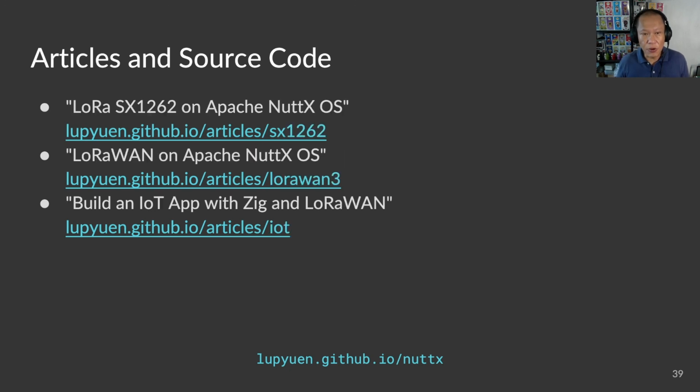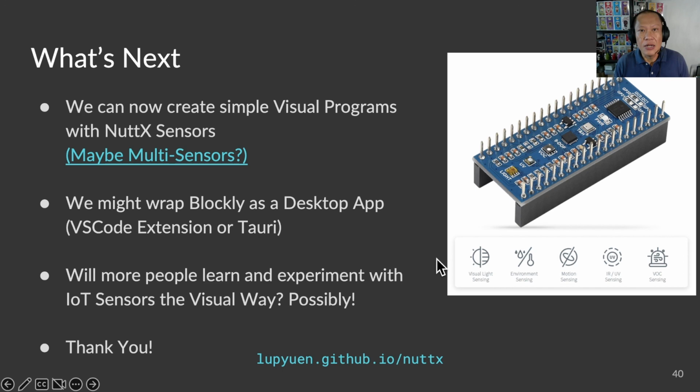But wait, there's more. LoRaWAN is super complicated, so we need a few articles to cover the LoRa transceiver library, the LoRaWAN library, and how we build a LoRaWAN app with Zig. Now we have a fun visual way to program NuttX sensors and send the sensor data to the cloud. We shall experiment with more NuttX sensors like this interesting all-in-one I2C multi-sensor. There are sensors for light, motion, infrared, ultraviolet, and VOC. That's for volatile organic compounds.